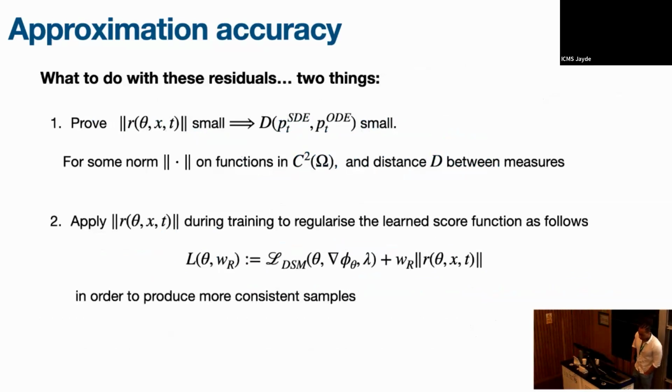Okay, so we sort of motivated where we're going. We've come up with this approach for measuring discrepancy between our approximation and the true underlying Fokker-Planck equation. So what do we want to do with it? Two things. One is to prove that this residual getting small leads to convergence between the probability flow ODE and the approximate SDE. And two is to then take this residual and use it as a regularizer to try and push these distributions together a little bit.